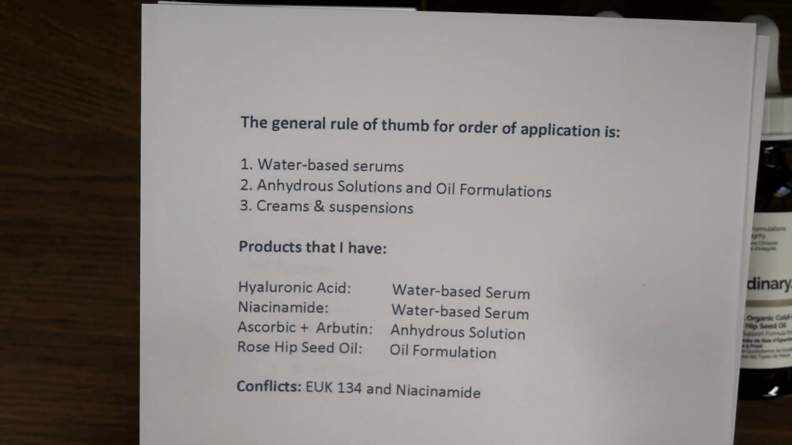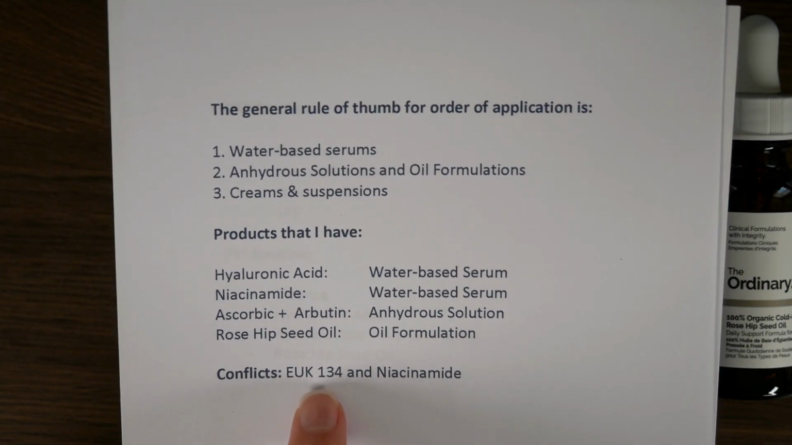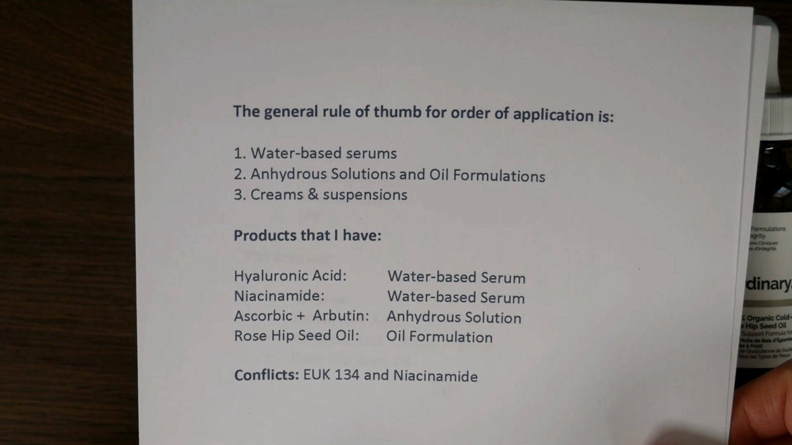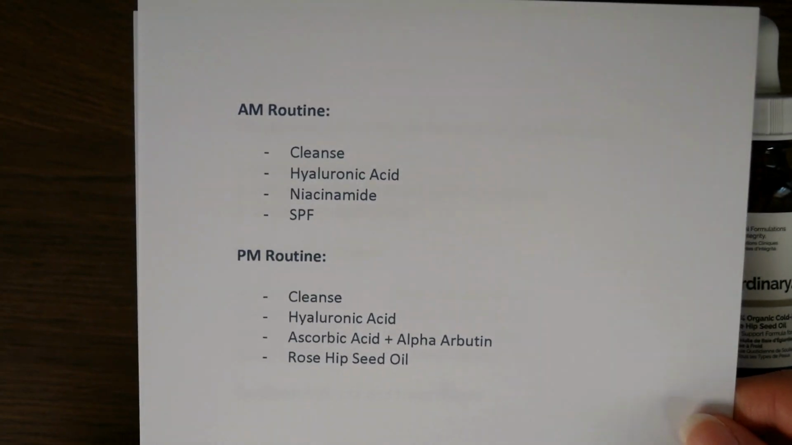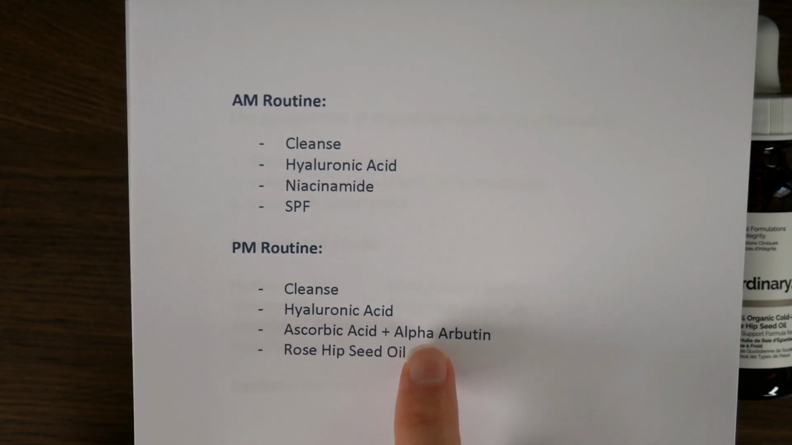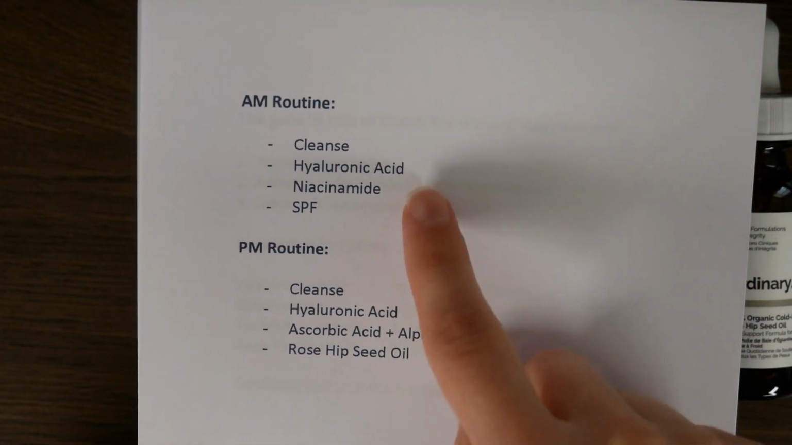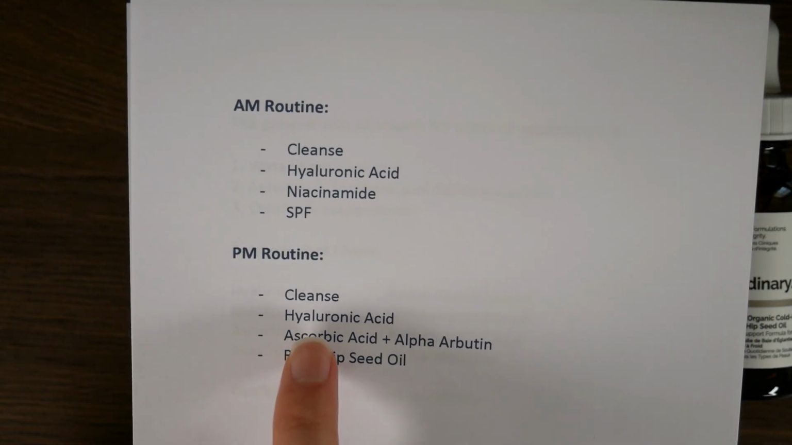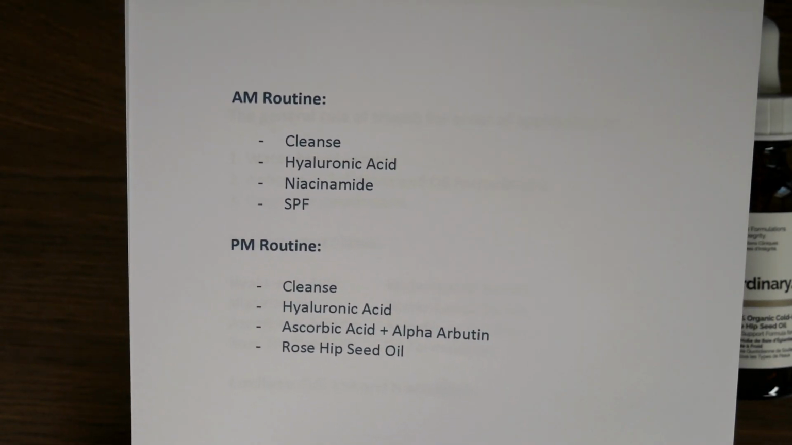Now what's really important is the conflict of the alpha-arbutin with ascorbic acid, and also niacinamide. So this is basically the conflict. So now we also have to think of the routine. And here you can see how I set up the routine. Since you can't use niacinamide with ascorbic acid and alpha-arbutin, it's recommended to use them at separate times, so that you're not using those in the same routine. This is why I used the hyaluronic acid and niacinamide in the morning, and then moved on in the evening with the hyaluronic acid, ascorbic acid with alpha-arbutin, and finished it off with the rosehip seed oil.